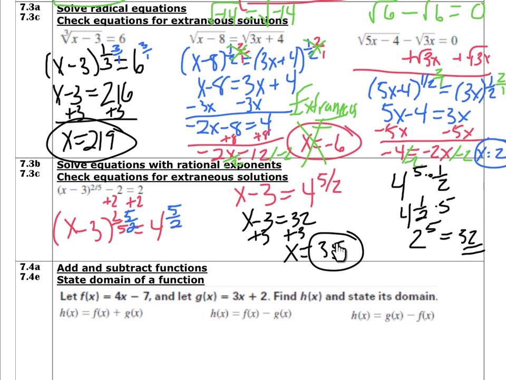Now let's double check it, see if it's extraneous or not. If I put 35 in here, 35 minus 3 is 32. So it would be 32 to the 2/5 power. 32 to the 2/5 power is going to be the number 4. 4 minus 2 is going to give me 2. This is a perfectly fine answer, and it's not extraneous.